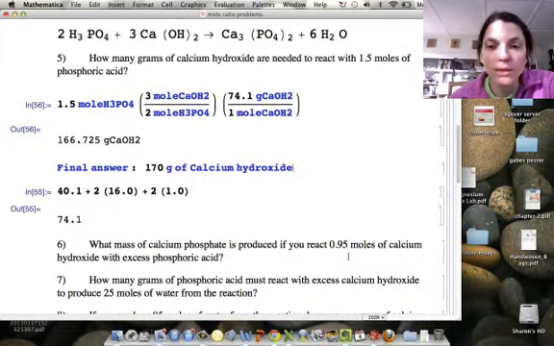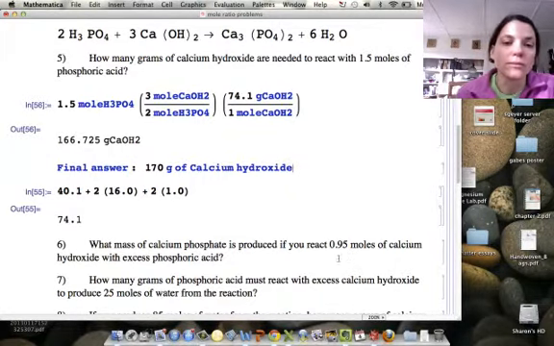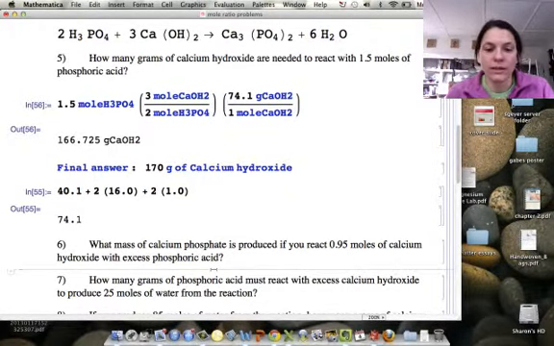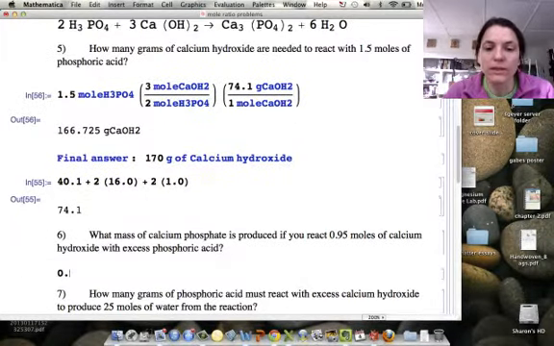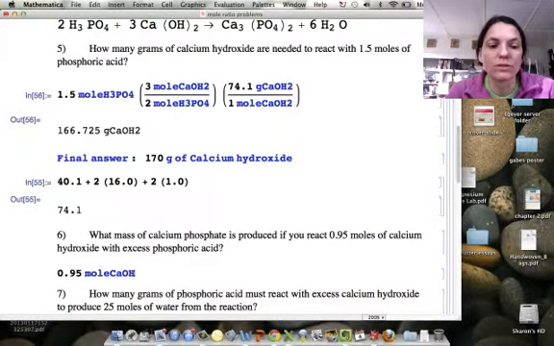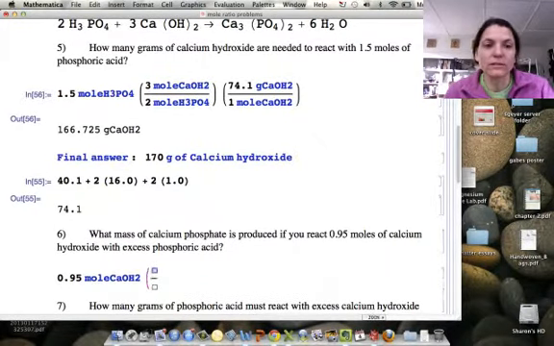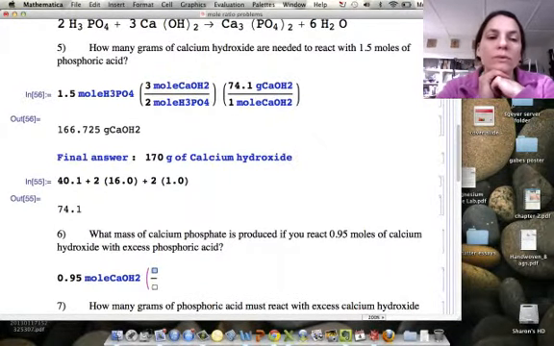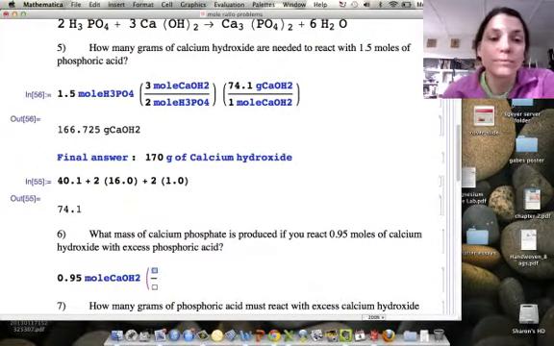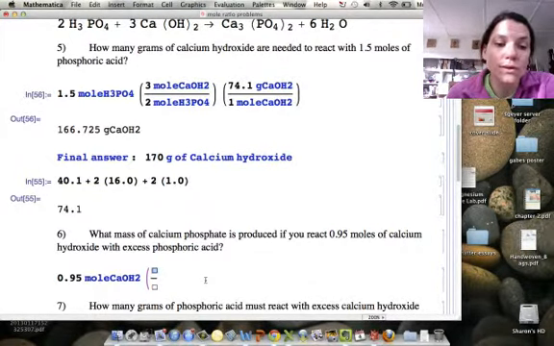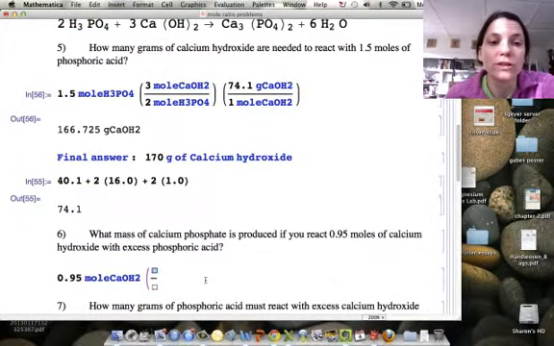All right, so just like always, start with what's given in the problem. So we're going to click in here and start with 0.95 moles of calcium hydroxide, CaOH2. That's where we started last time. No, it's not. We ended up with calcium hydroxide. We want to go to the mole ratio step next because we want to know moles of calcium phosphate.